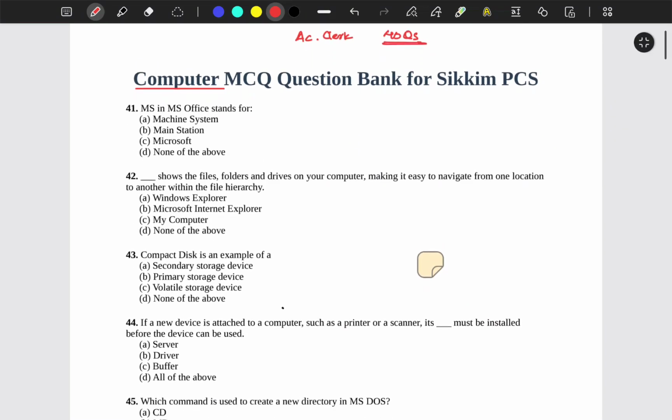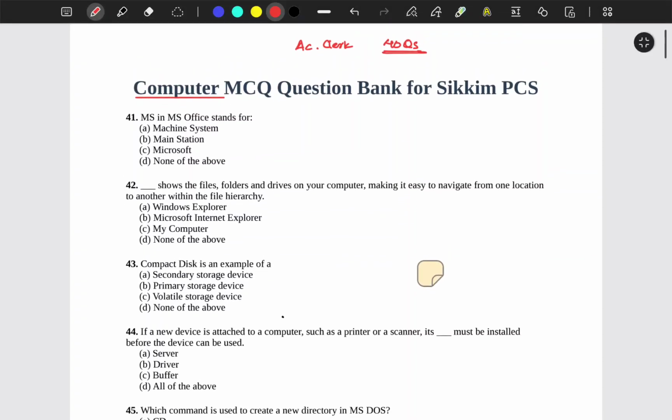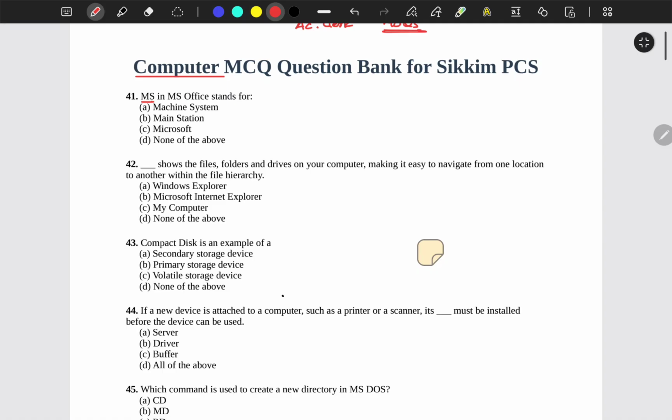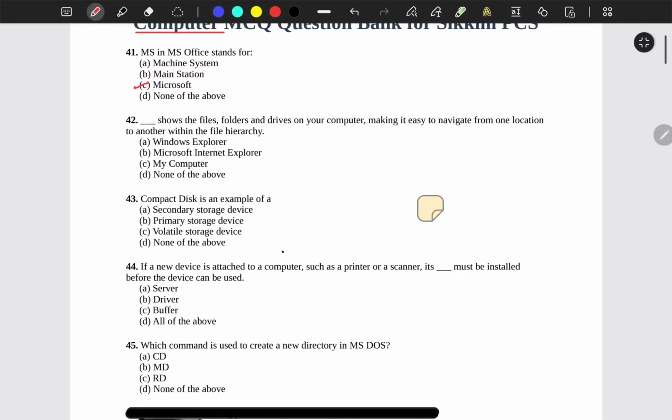Okay, so let's look at the first question. So don't mind the numbers. The first question is, MS in MS Office stands for what? Machine System, Main Station, Microsoft, or none of the above. So I think this is a very easy question, right? So this should be Microsoft Office, right? MS Office means Microsoft Office.